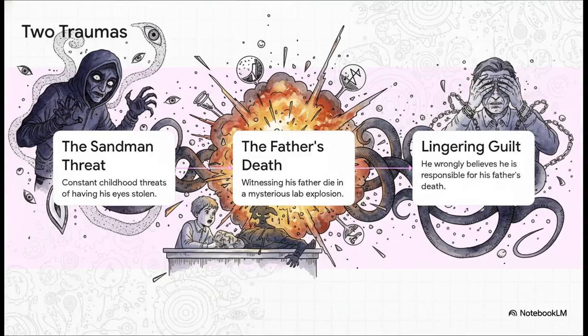See, Nathaniel's mind is basically fractured by two huge events. First, there's that constant terror of the Sandman story he was told as a kid. And second, there's the night he hid and watched his father die in this mysterious lab explosion, alongside a menacing man he comes to believe is the Sandman. These two traumas just fuse together in his mind, creating this obsession that follows him right into adulthood.